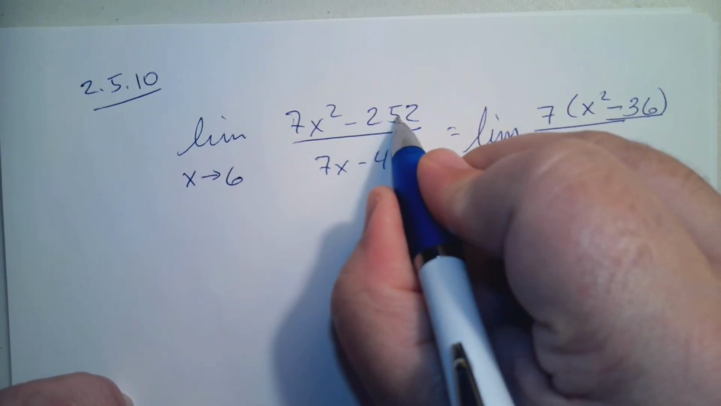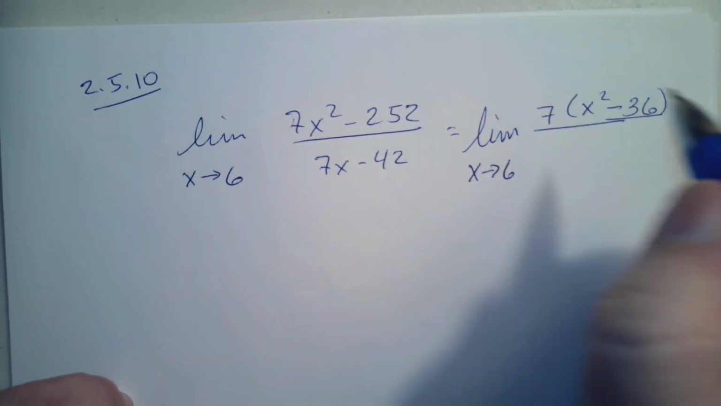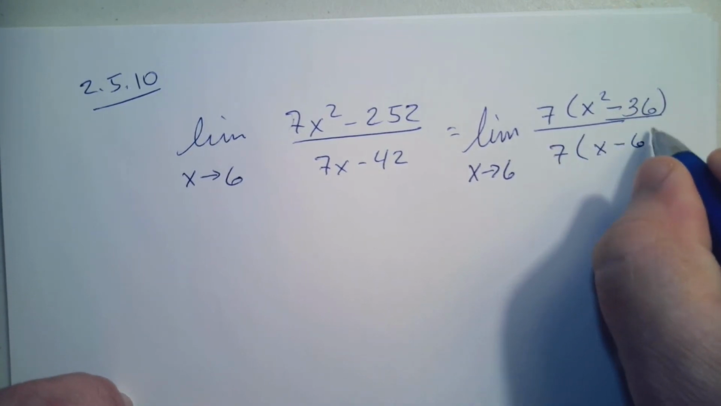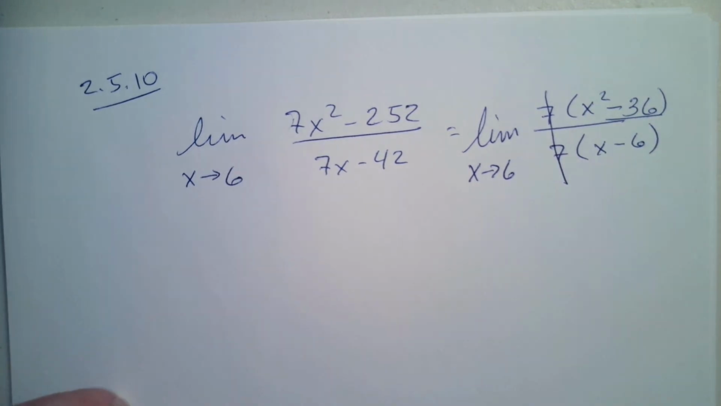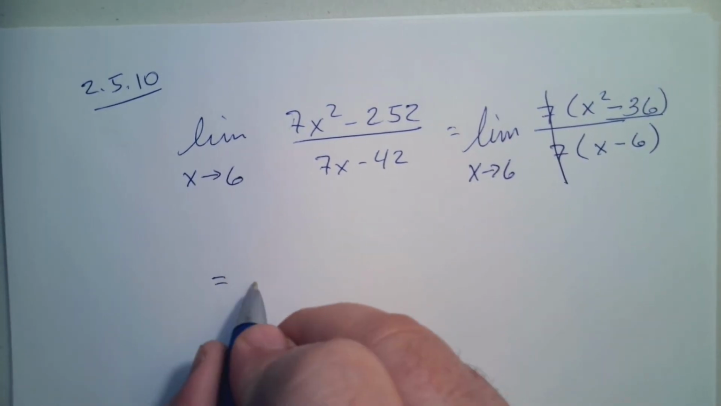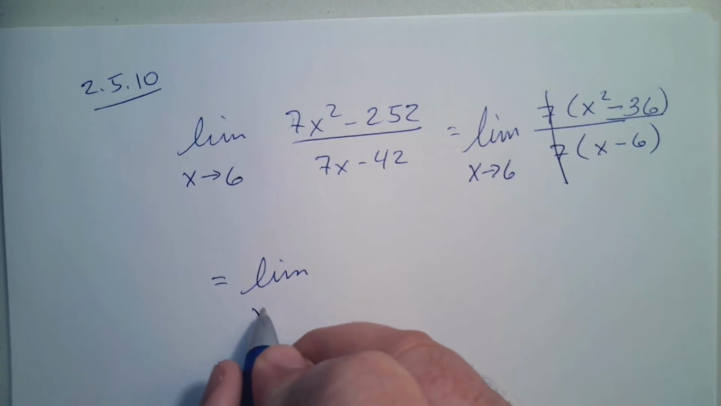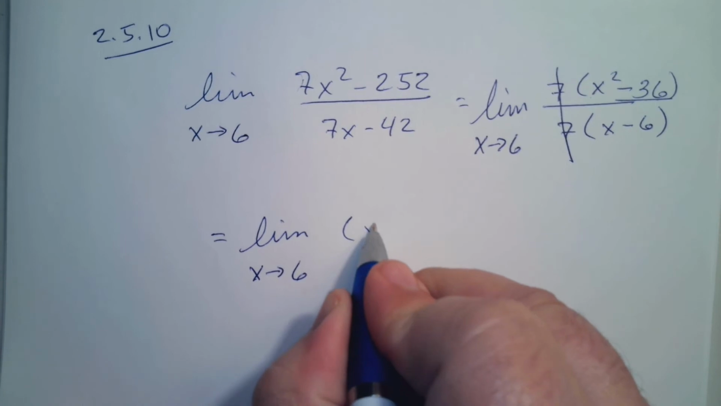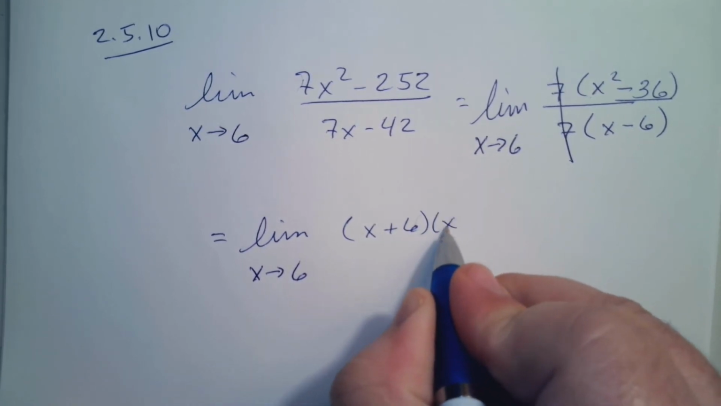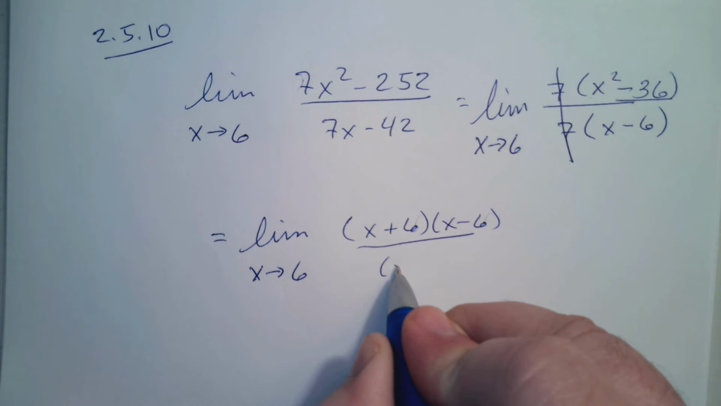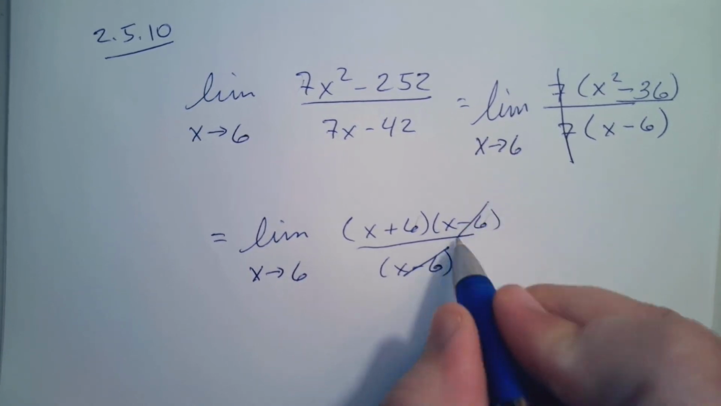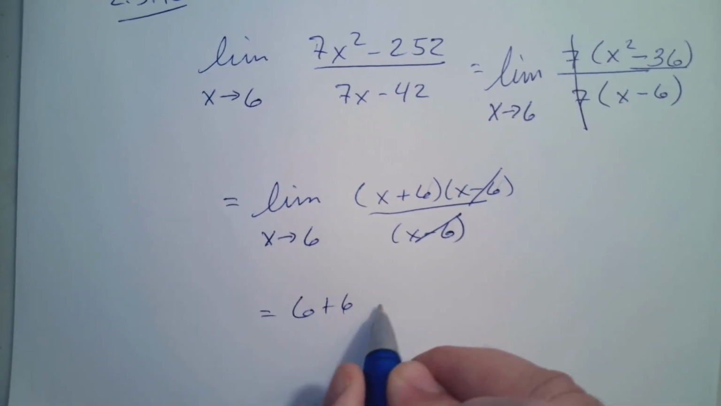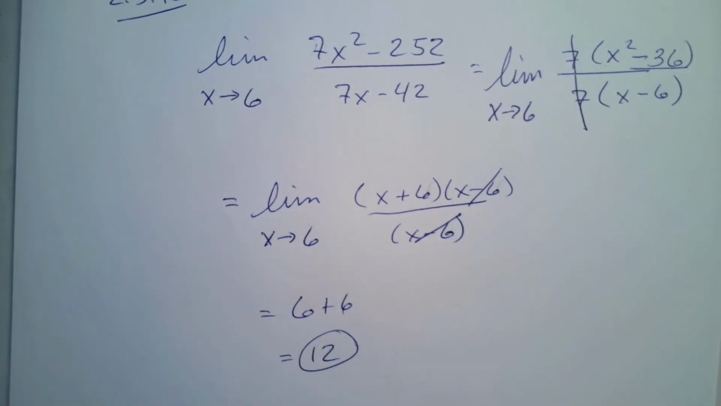Factor: 252 divided by 7 is 36. Take the 7 out of the bottom, so the 7's cancel. x squared minus 36 is a perfect square, so it's x plus 6 times x minus 6. The x minus 6 cancels, so 6 plus 6 equals 12.